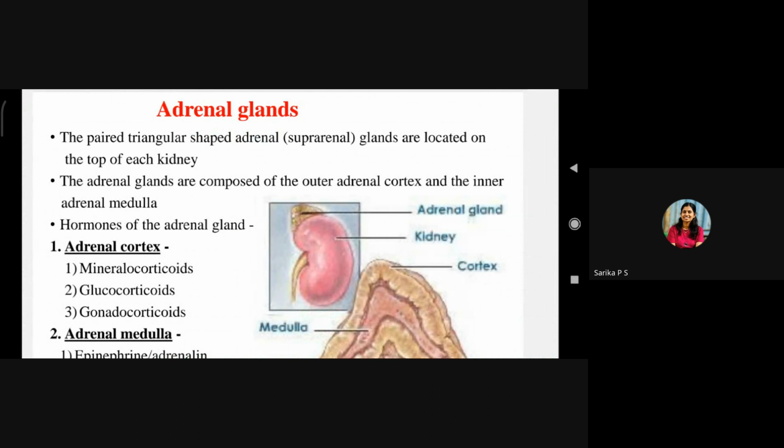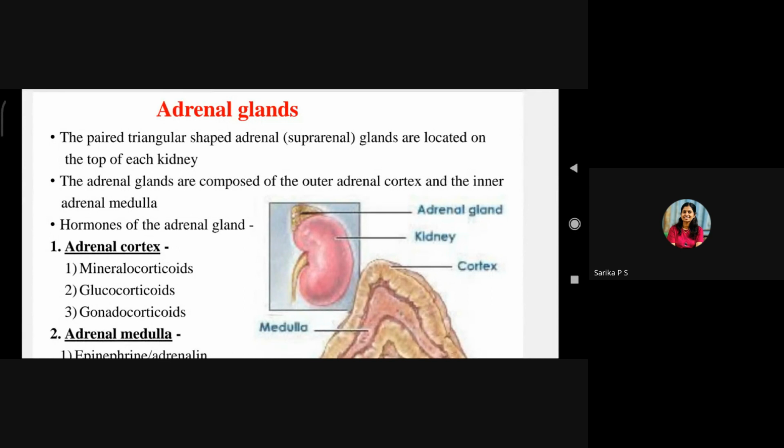Yes. Next is adrenal gland. The paired triangular shaped adrenal or suprarenal glands. Supra means above or at the upper portion. Renal means kidney. So on the top of the kidney, these two triangular shaped glands are located. Those are known as adrenal glands.